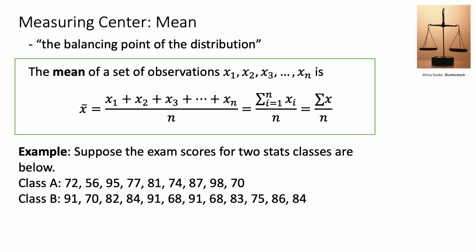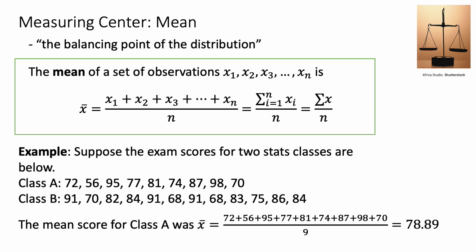So suppose I have exam scores for 2 different classes of Math 111. What's the mean score for Class A? Well, I'm going to add all of these scores up, and then I'm going to divide by 9, since there were 9 students in the class, to get a mean of 78.89. What about Class B? You should pause the video and try to compute this mean on your own, and then come back and check your answer.